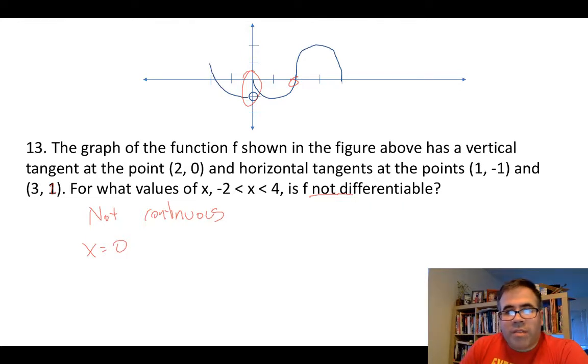We could also have a cusp or a corner. We don't really have those here. But we could also, and this is kind of like the lesser known one, vertical tangents.